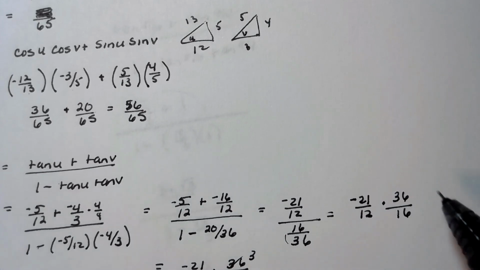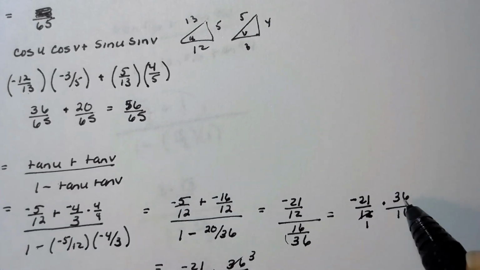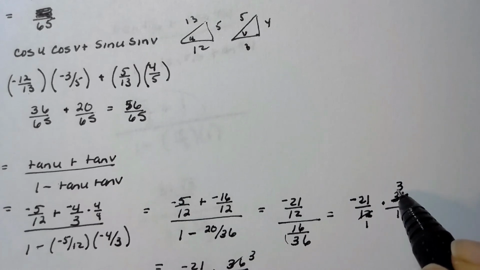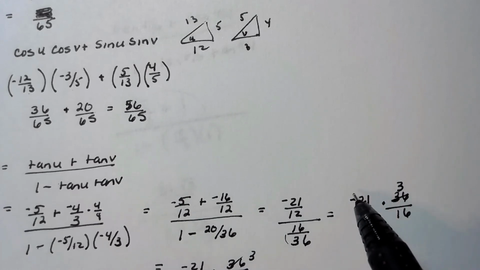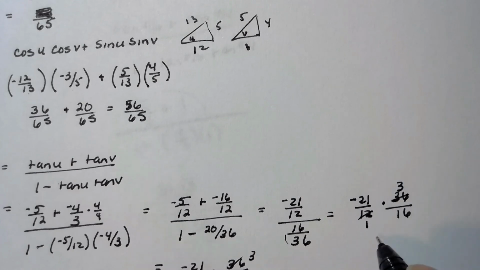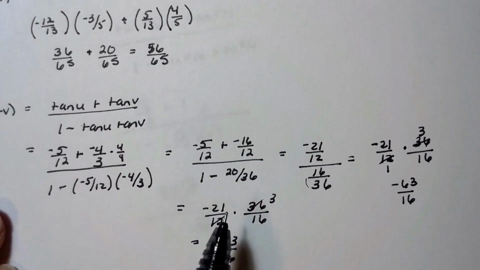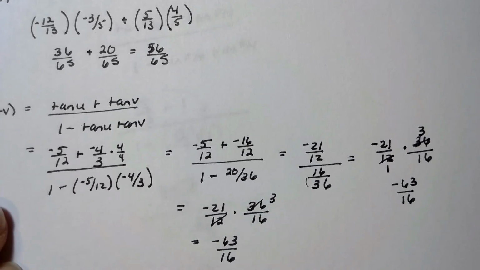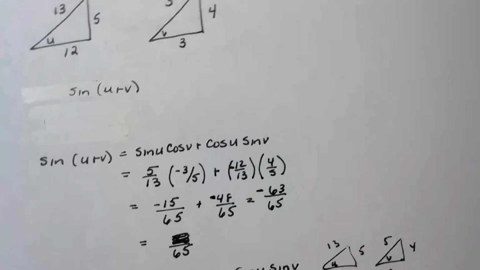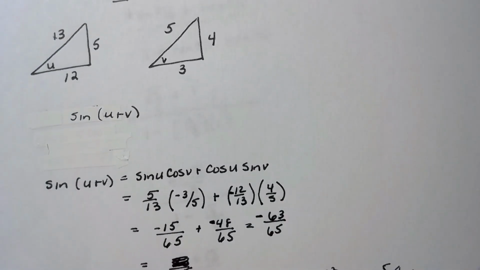And what I can do is cross multiply. 12 goes into itself once, and it goes into 36 3 times. So what I'm left with is negative 21 times 3, which is negative 63, over 1 times 16 is 16. Okay, and that's what I have over there. Alright, but I just didn't know if you would be able to see that on the film. Alright, and that's it for section 5.4.